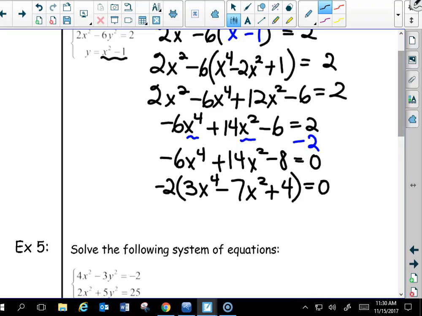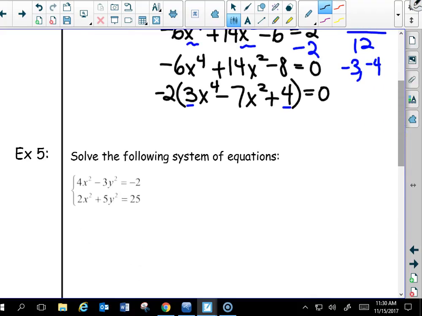Best way to do this is by AC factoring. I'm going to take the 3 and the 4 and multiply them. I get 12. Now the factors of 12 that will give me negative 7 are negative 3 and negative 4. So I'm going to rewrite, and I'm also going to give myself a little more room.